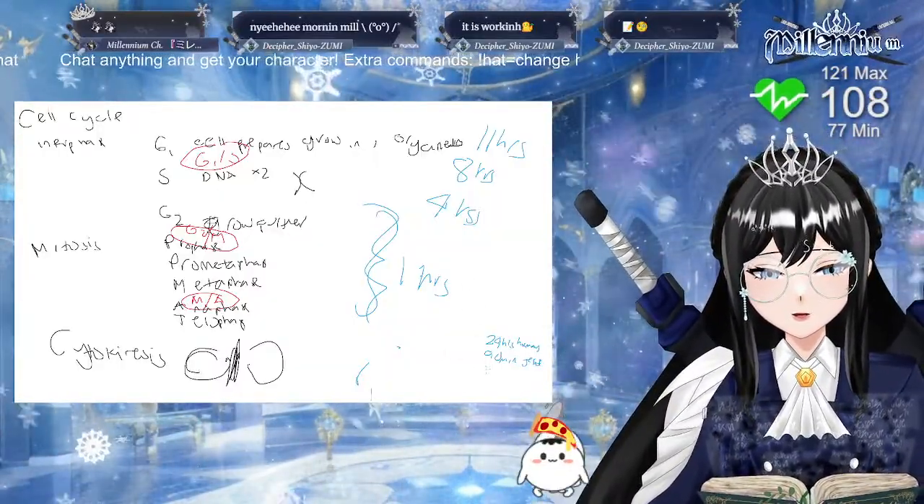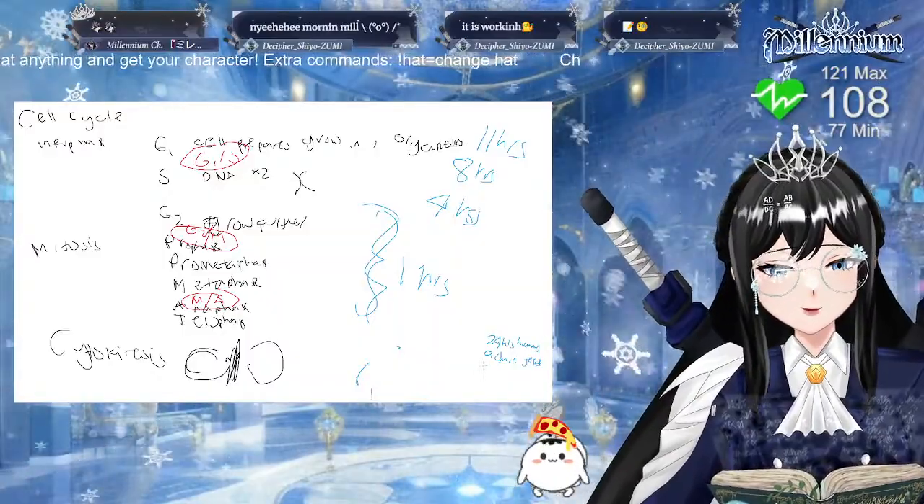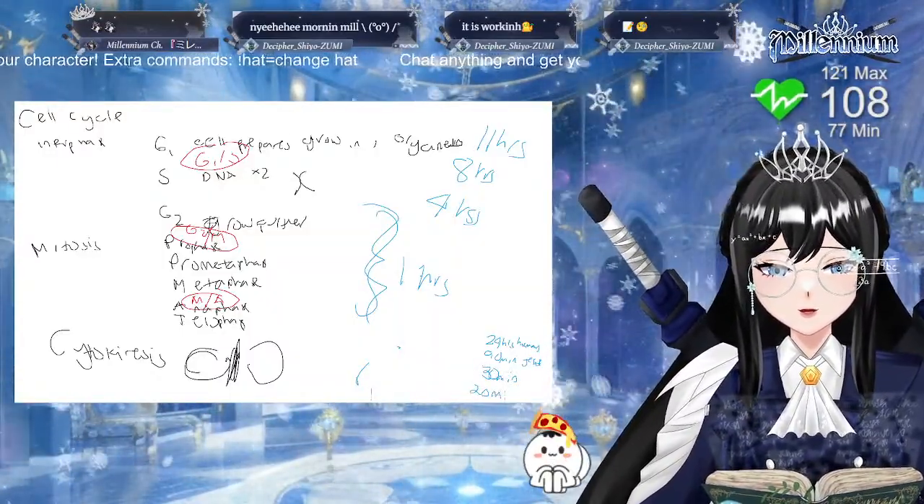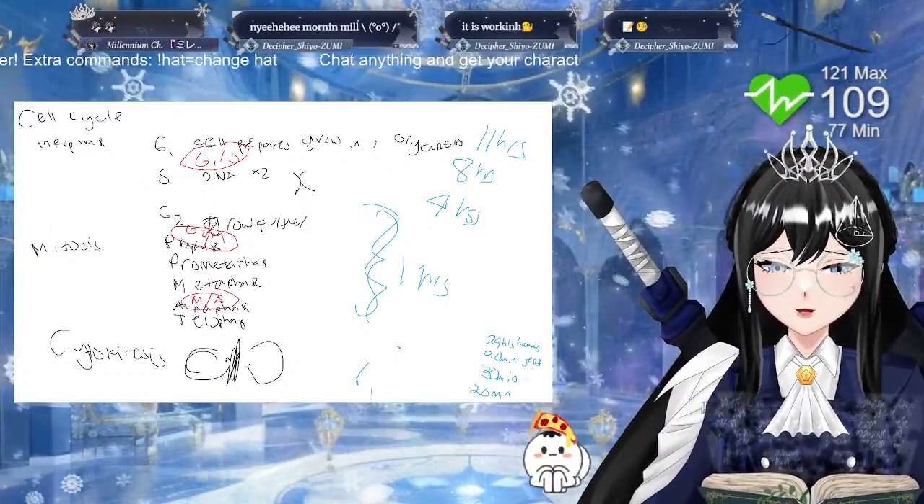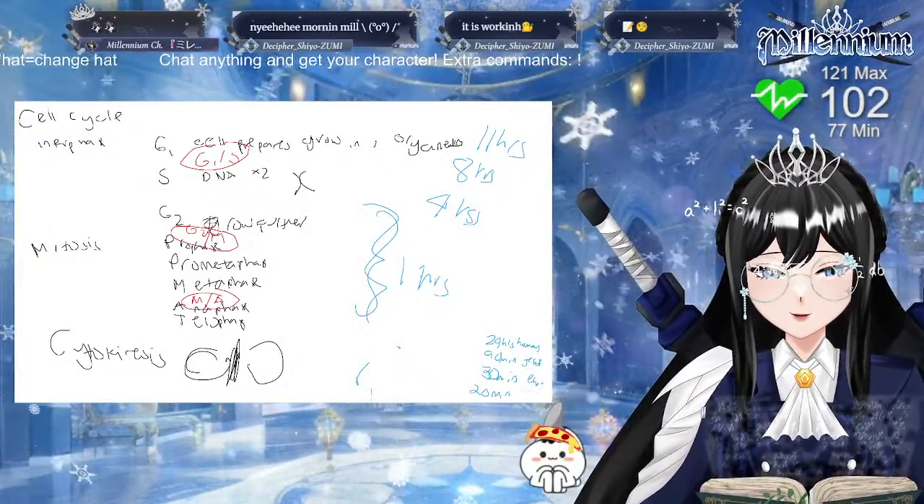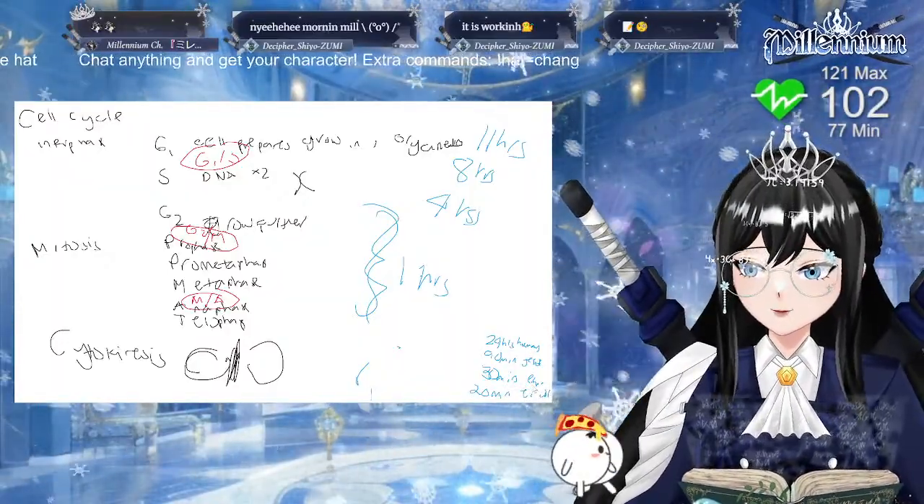24 hours human, 90 minutes yeast, 30 minutes embryo, and 20 minutes E. coli. Good.